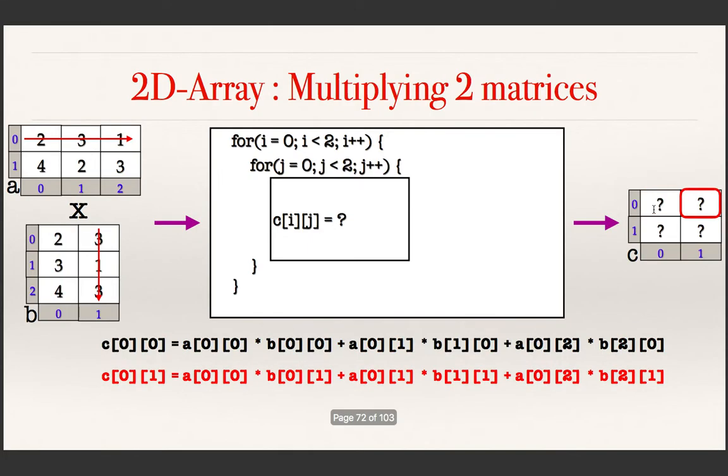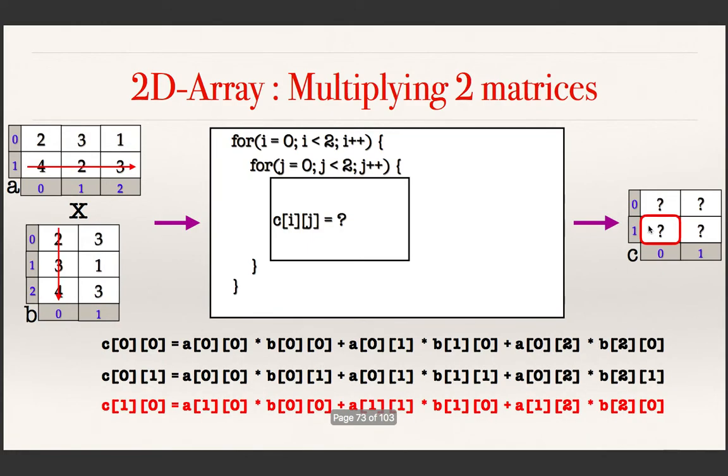What about the second element? So you are processing this row and this column. You can see that it is A00, the same element as here, into B01, and A01 into B11, plus A02 into B21.